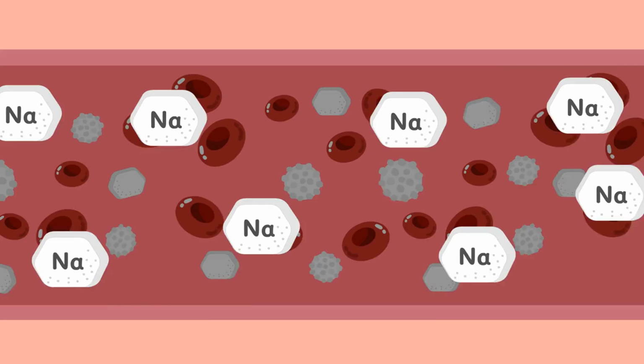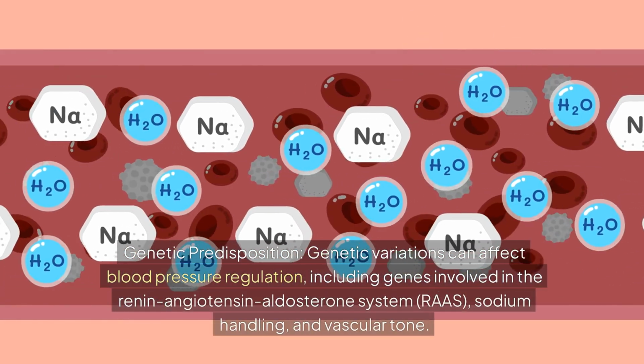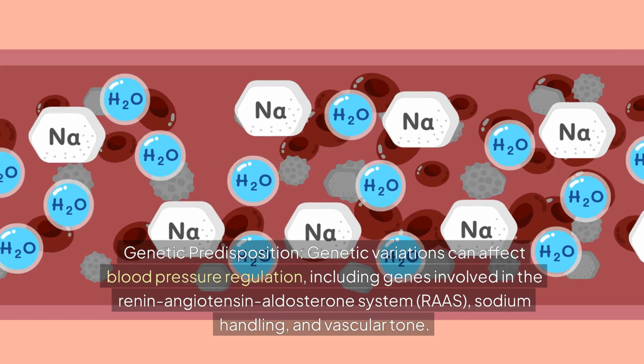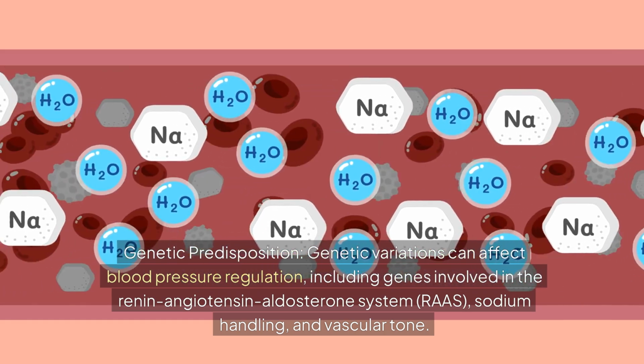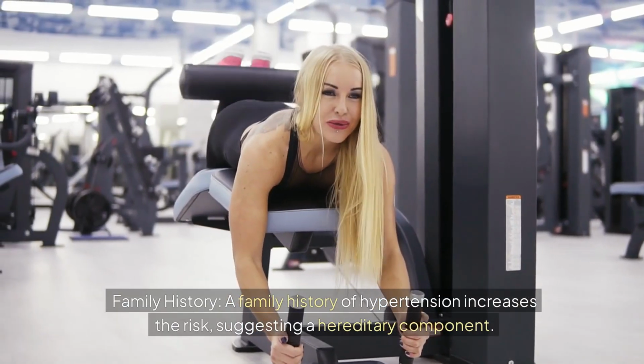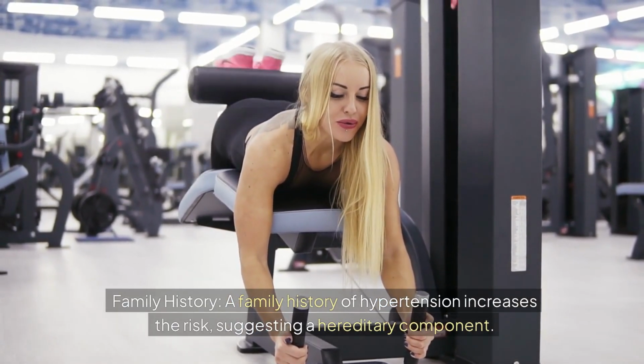Genetic factors. Genetic predisposition. Genetic variations can affect blood pressure regulation, including genes involved in the renin-angiotensin-aldosterone system, RAS, sodium handling, and vascular tone. Family history. A family history of hypertension increases the risk, suggesting a hereditary component.